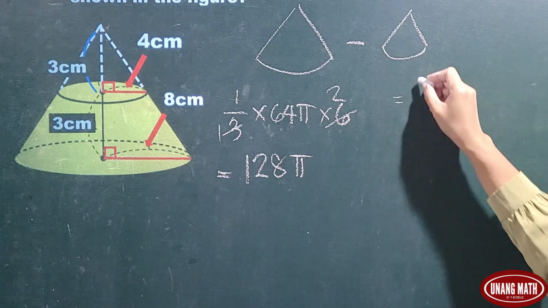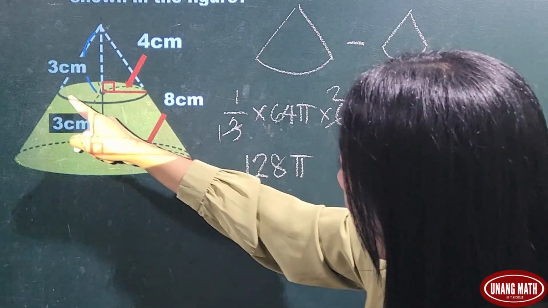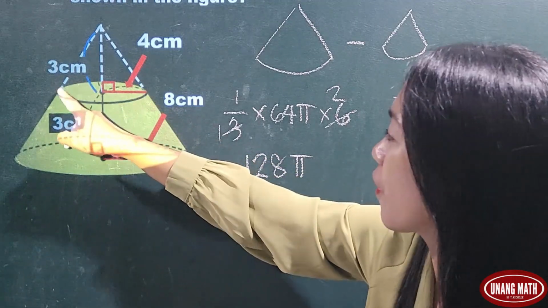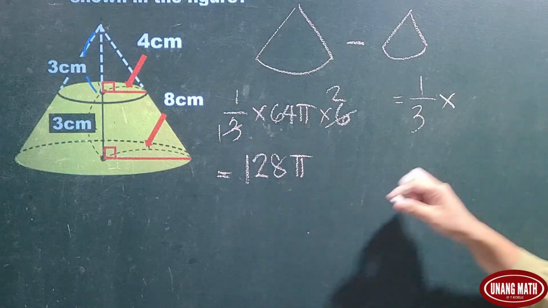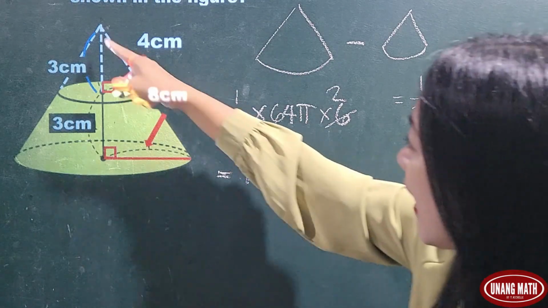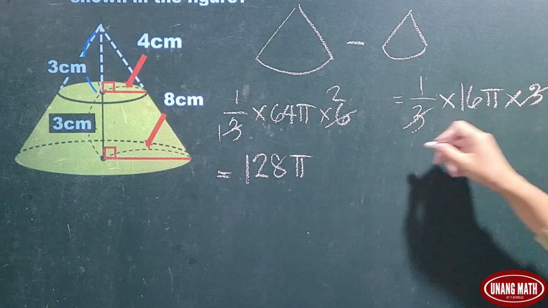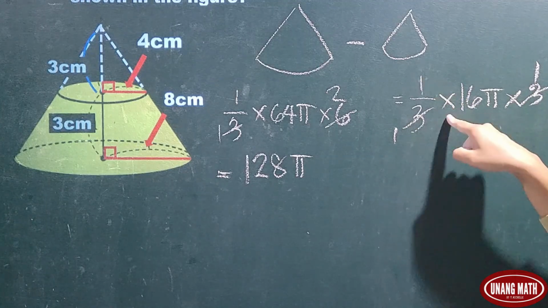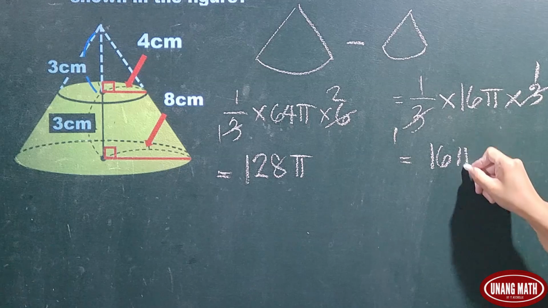What about this smaller cone? This is equal to 1/3 times the area of the base, or the area of the circle. Since the radius is 4 centimeters, 4 squared is 16. So times 16 pi, and the height is 3 centimeters, so times 3. Simplify. This is 1, 1. So 1 times 16 pi times 1 is equal to 16 pi.